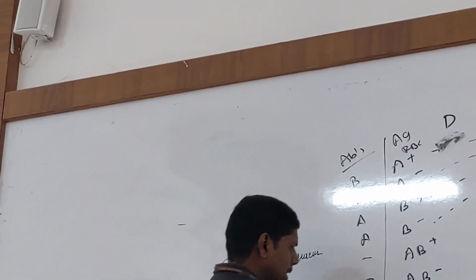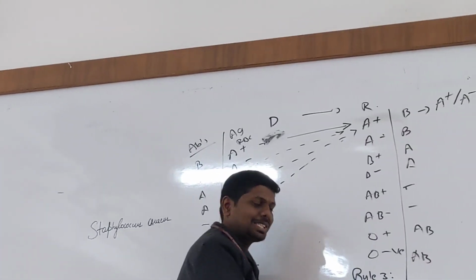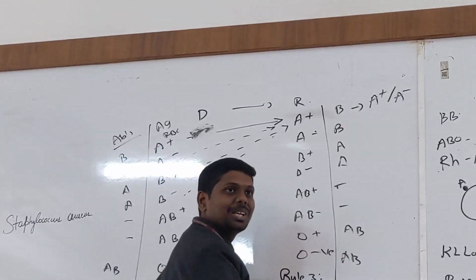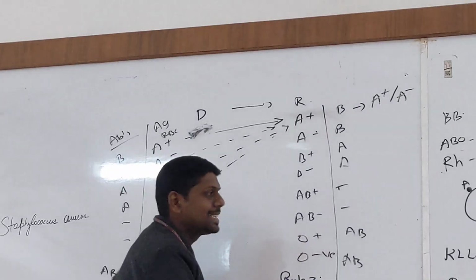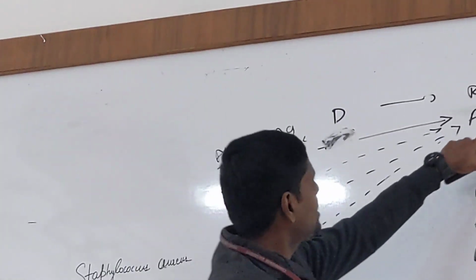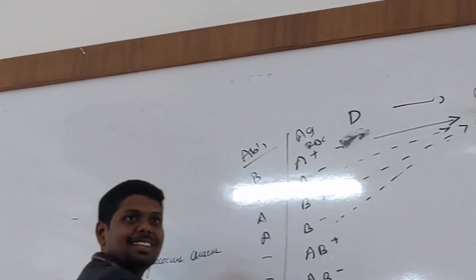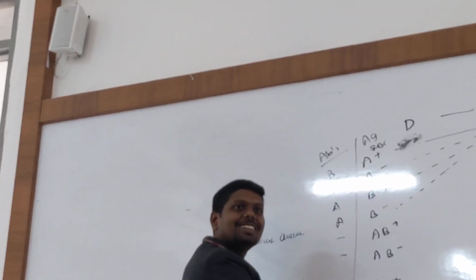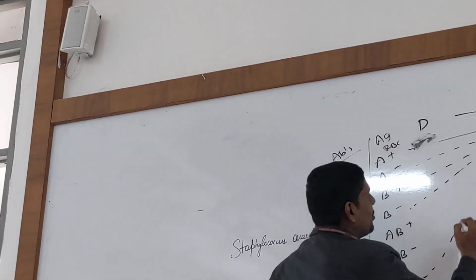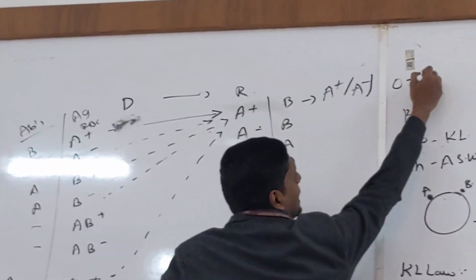In O positive we have A and B antibodies. But what does the rule say? A donor can have antibodies targeting the recipient, but the rule says the recipient should not have antibodies targeting the donor cells. In this case, our A positive person has B antibodies, but can these B antibodies attack O cells? No, sir, they cannot attack, because O cells don't have any antigen. So he can still receive O positive blood. Am I correct? So I can write here, comma, O positive he can receive.